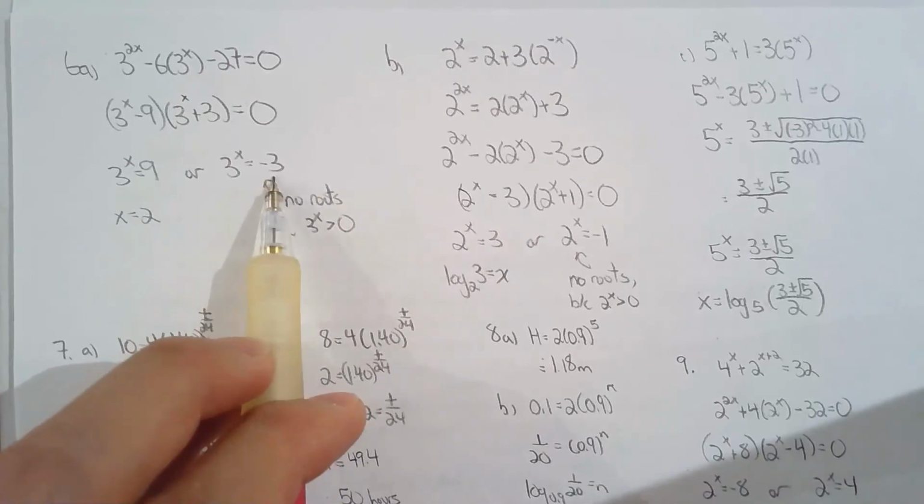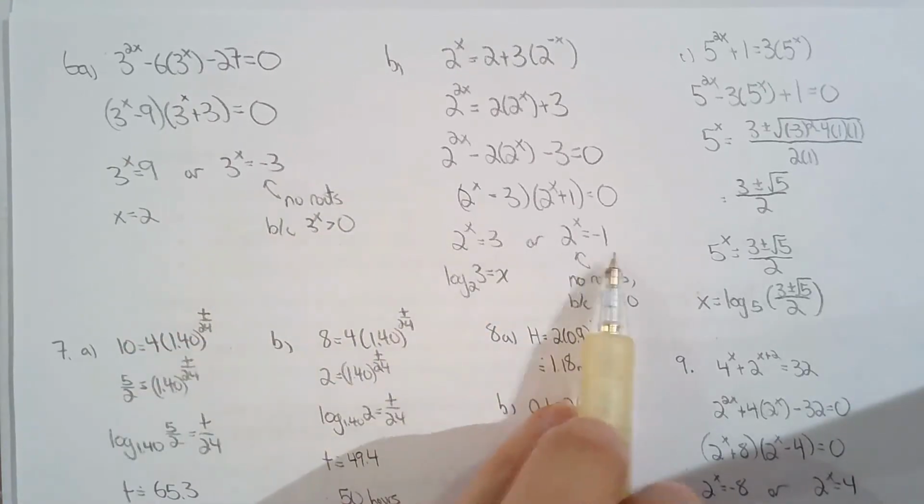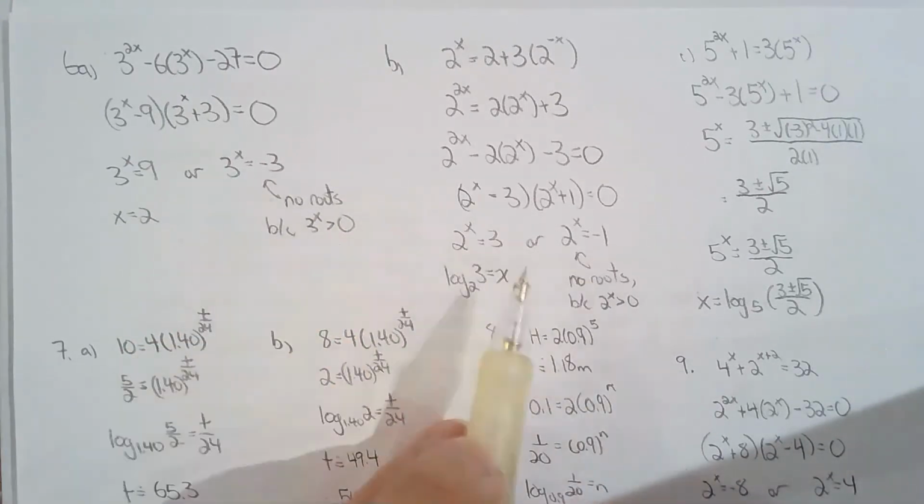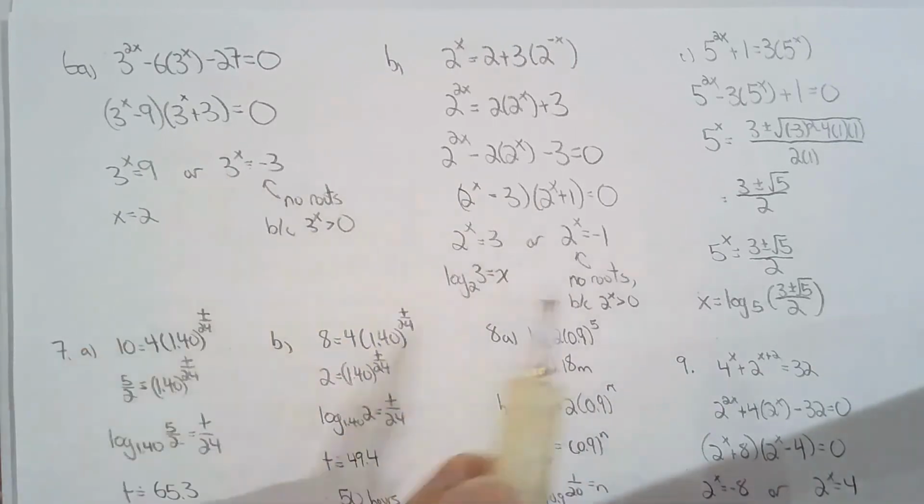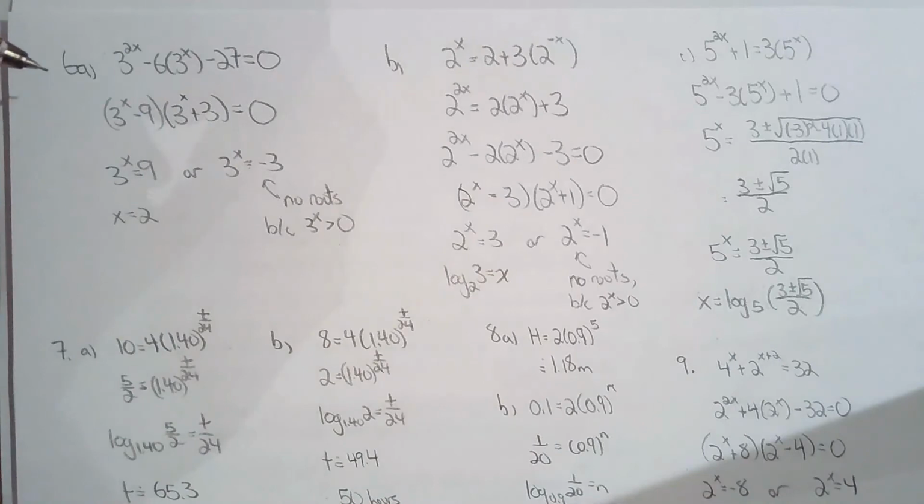Be careful here. 3 to the x equals -3 or 2 to the x equals -1. You can't get solutions from these equations because 3 to the x or 2 to the x is strictly positive.